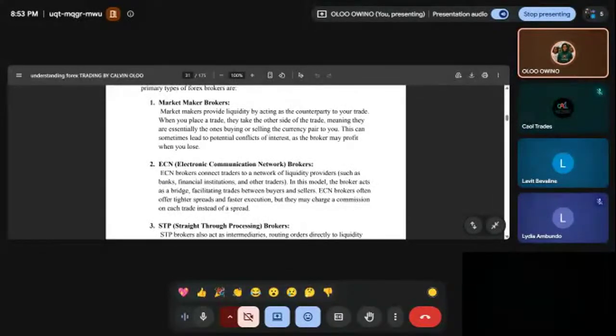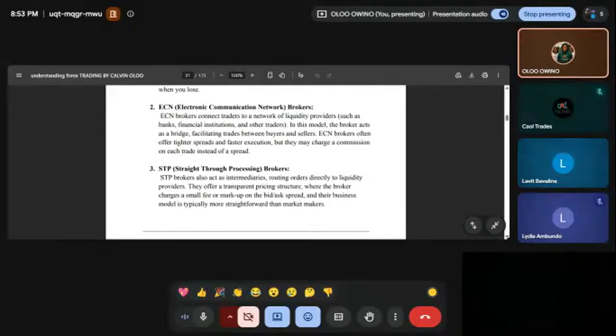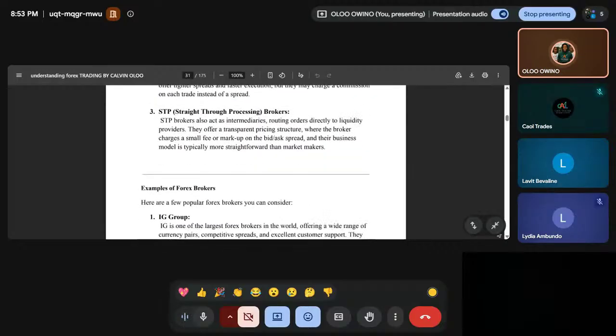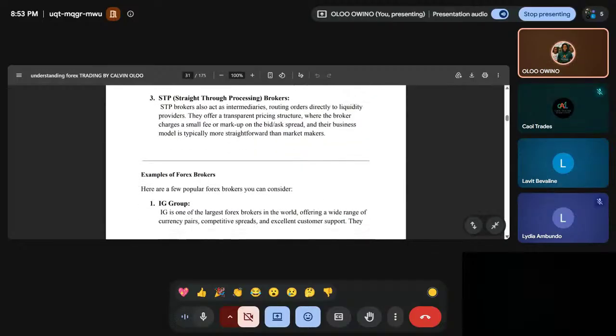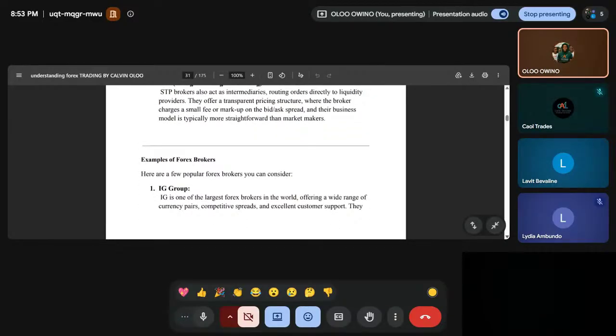Then you have another type of broker called STP, which is straight through processing brokers. They act as intermediaries, routing orders directly to liquidity providers. They offer a transparent pricing structure, where the broker charges a small fee or a markup on the bid-ask spread. Their business model is typically more straightforward than market makers. So these ones are better than market makers. On the topic of types of forex brokers, do you have any question up to now?